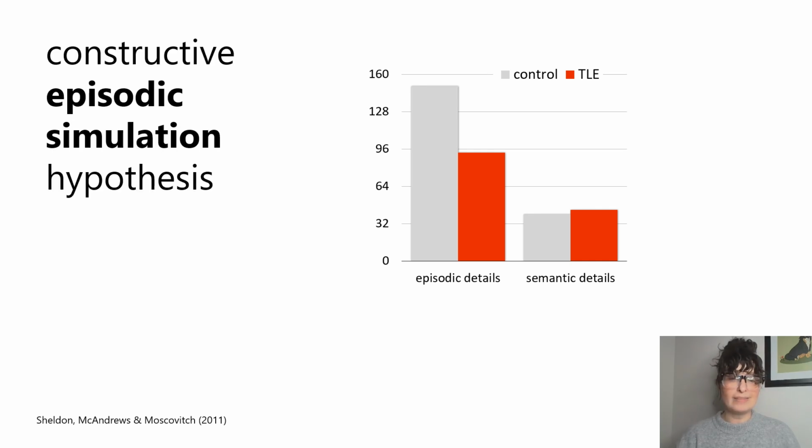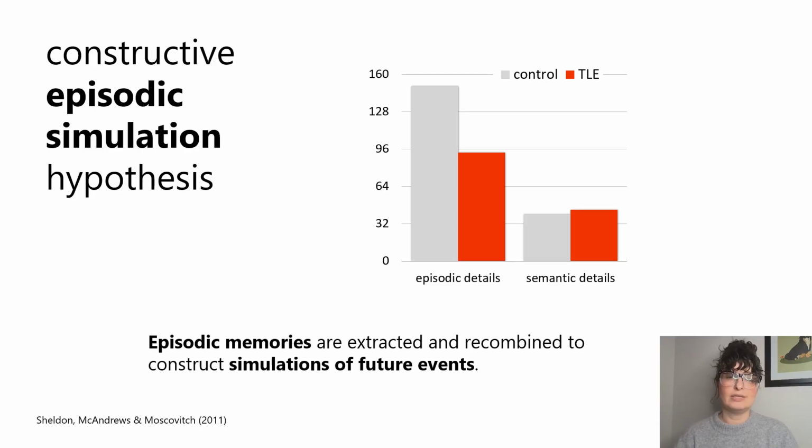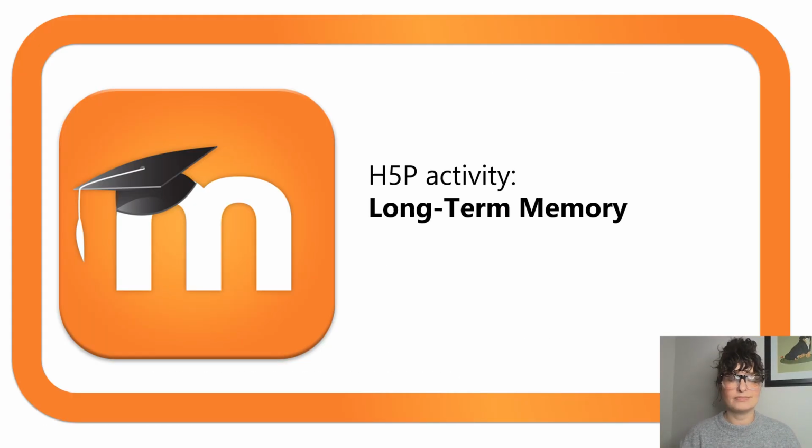What this led them to propose was the constructive episodic simulation hypothesis. Episodic memories are extracted and recombined to construct simulations of future events. And that's why we remember the specific details of past episodic events. It's not about what's happened in the past. It's about what's likely to happen in the future. All right, so this is where you can go and do the long-term memory H5P.